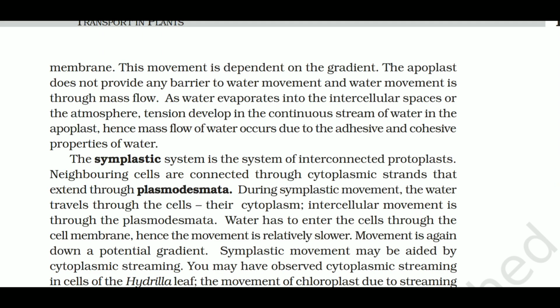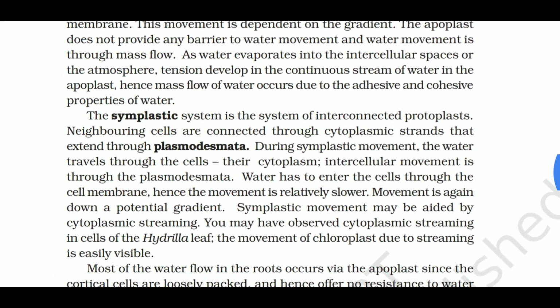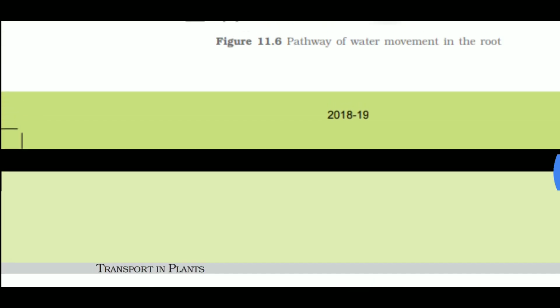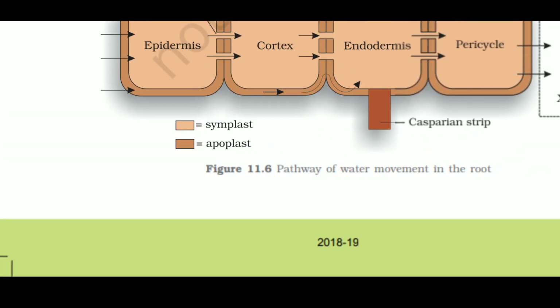This movement is dependent on a gradient, nothing but change. The apoplast does not require any barrier to water movement, and water movement is through mass flow. As water evaporates into the intercellular spaces or at the atmosphere, tension develops in a continuous stream of water in the apoplast. Hence, mass flow of water occurs due to adhesive and cohesive properties of water. With this property itself, the water will get transported in this apoplast.